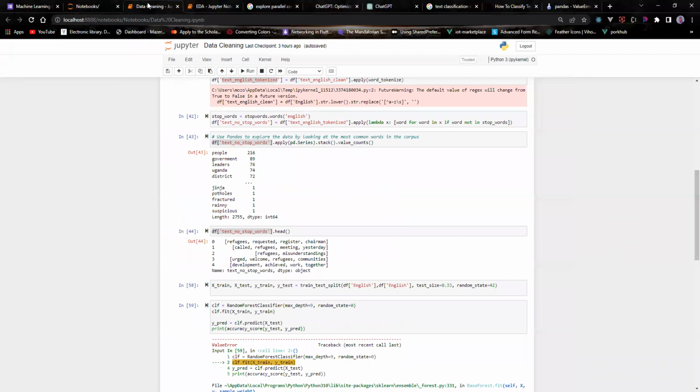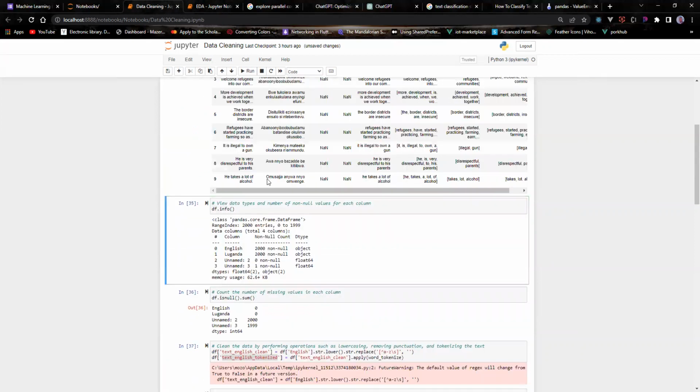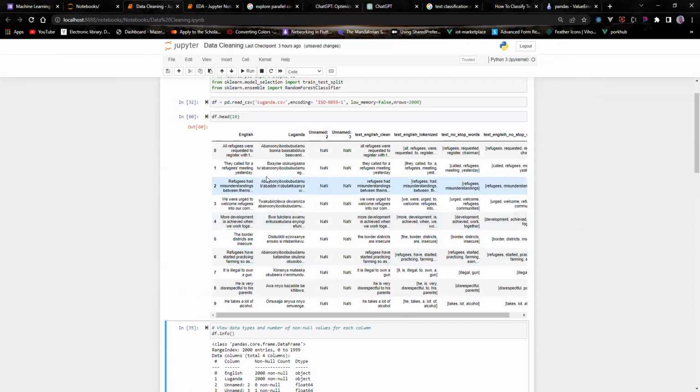Let's go to the data cleaning bit. First I imported our data set, which is Canada.csv, a parallel corpus for English to Luganda. I called the head function on it, which returns the first 5 observations. But you can increase this if you want, to give you something like the first 10 observations.